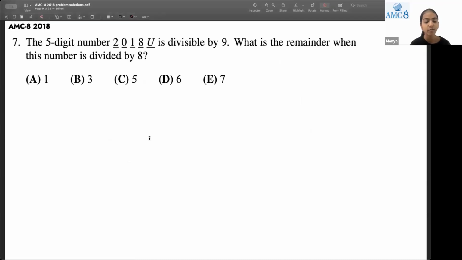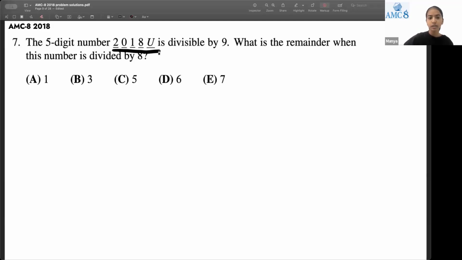Problem number 7. The 5-digit number 2018U is divisible by 9. What is the remainder when this number is divided by 8? So they're asking us that they gave us one statement.